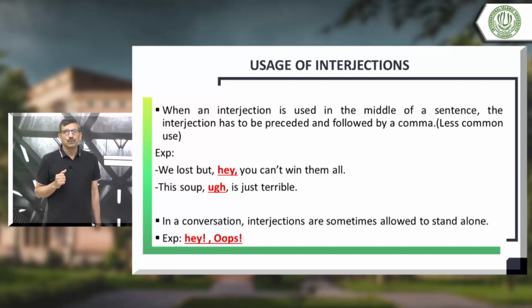Another usage of interjection is within the sentence. When an interjection is used in the middle of a sentence, the interjection has to be preceded and followed by a comma. Although this is a less common use, still it is used. For example, we lost, but hey, you can win them all. This soup is just terrible. So, hey, these are the interjections and they are placed within the sentence.